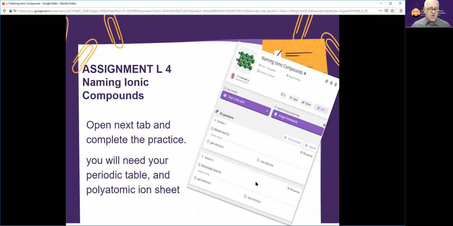All right, review your notes, make sure you do the practices, then open up assignment L4, naming ionic compounds, use your periodic table, use your polyatomic ion sheet, work through those on paper, and then respond to the questions.